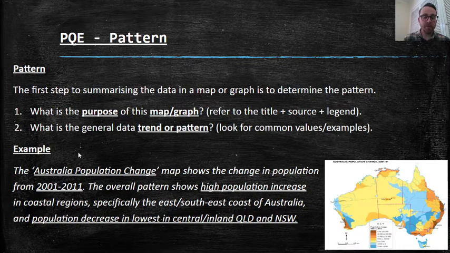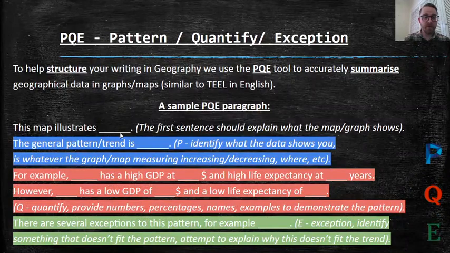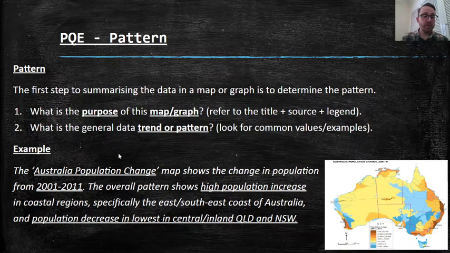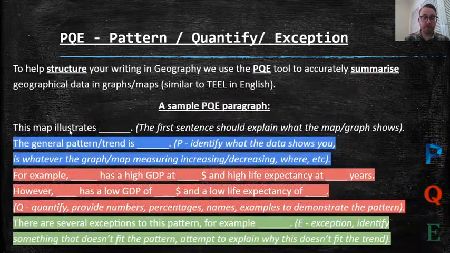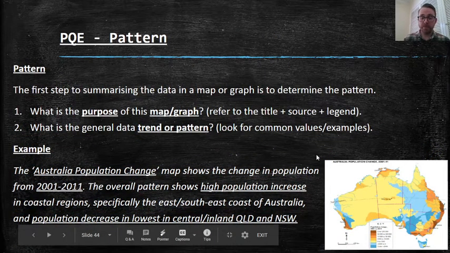So all I need to do is summarize that in 1 or 2 sentences. So we remember from our template, first thing I say is, well, what does the map show? So full marks to get population change. Map shows the change in population from 2001 to 2011. The overall pattern shows high population increase in coastal regions, specifically the east and southeast coast of Australia, and population decrease lowest in central Queensland and New South Wales. So 2 sentences there. So what is the map? What is the pattern? And you're done.